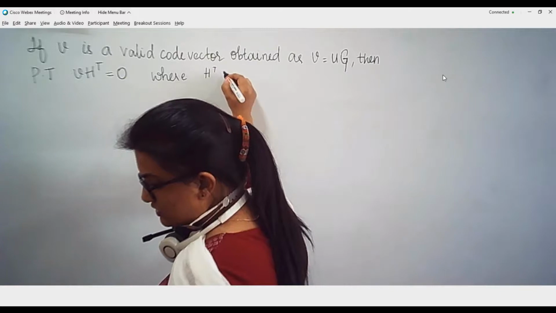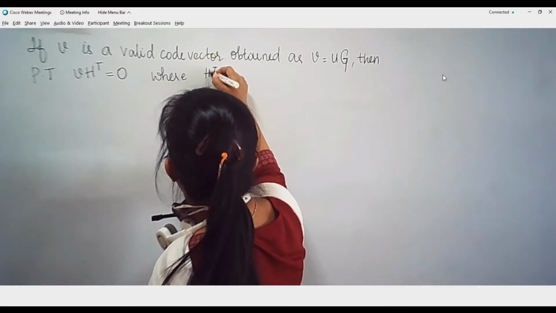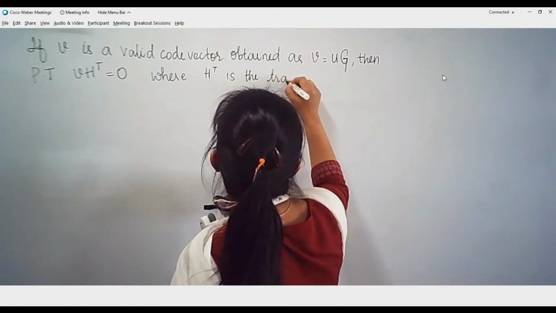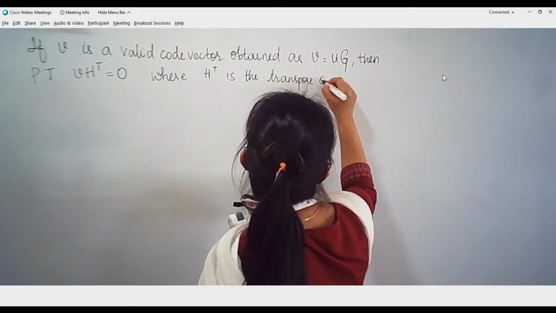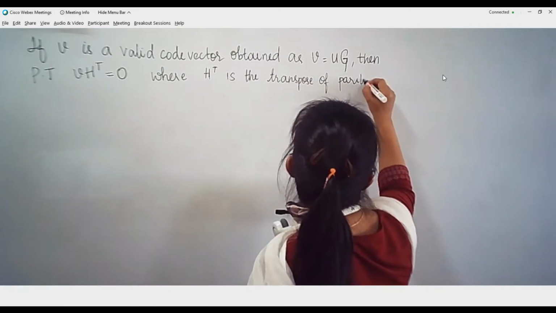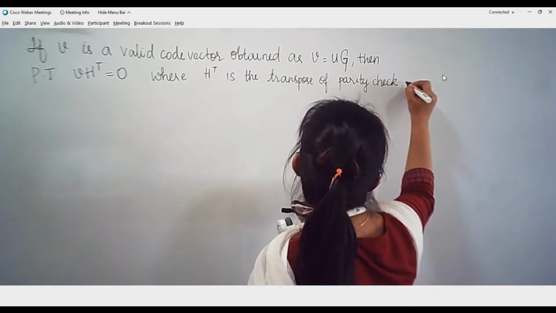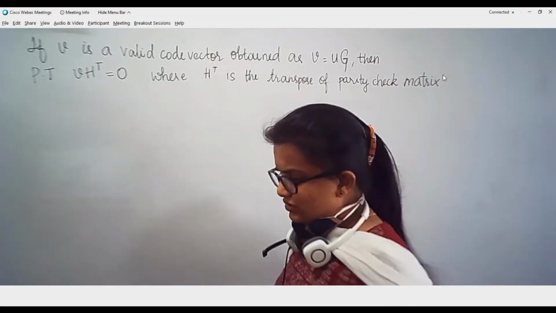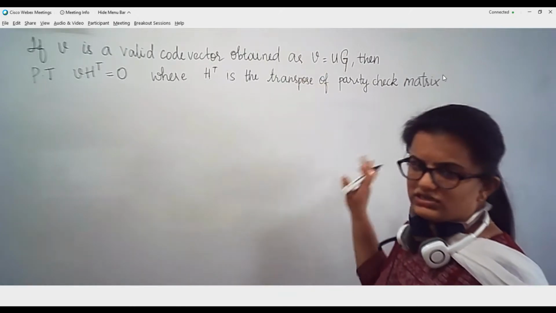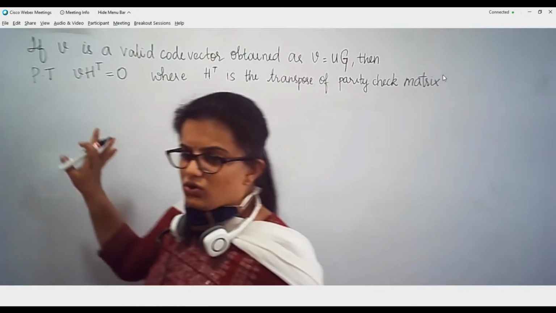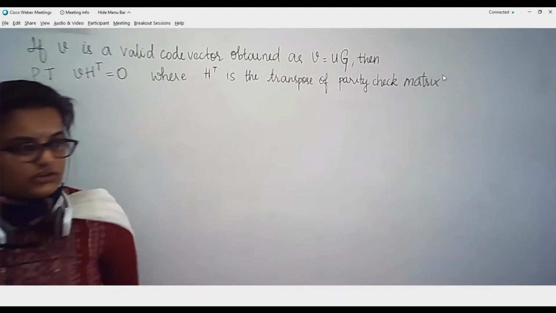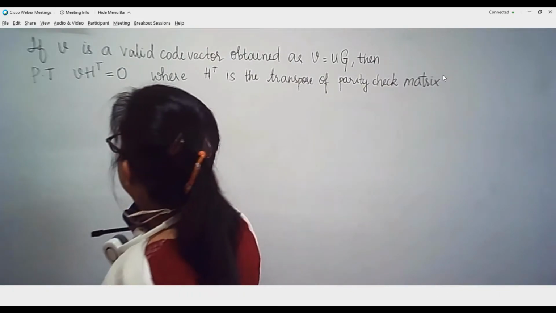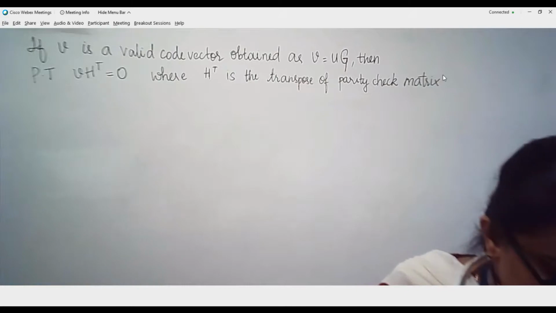H transpose, H raised to T, is the transpose of the parity check matrix. This you can make out just by looking at the symbol. Okay, so we need to prove this particular identity, that is, when the code word is multiplied with the transposed version of H, we are going to end up with a result equal to 0.